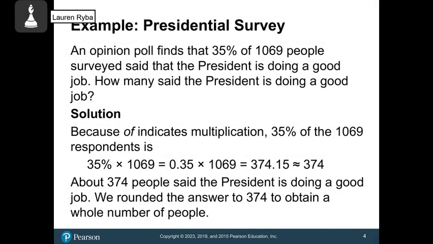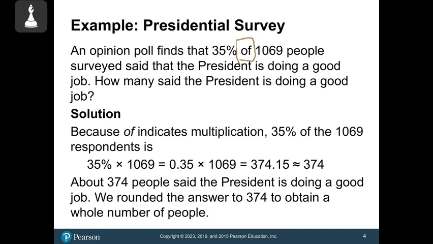Looking at an example here, it says an opinion poll finds that 35% of 1,069 people surveyed said that the president is doing a good job. How many said that the president is doing a good job? So the word "of" always represents multiplication. Anytime you're reading and it says this percent of this number, you're going to do some form of multiplication here. And when we do that multiplication, we have to change a percent into its decimal equivalent.